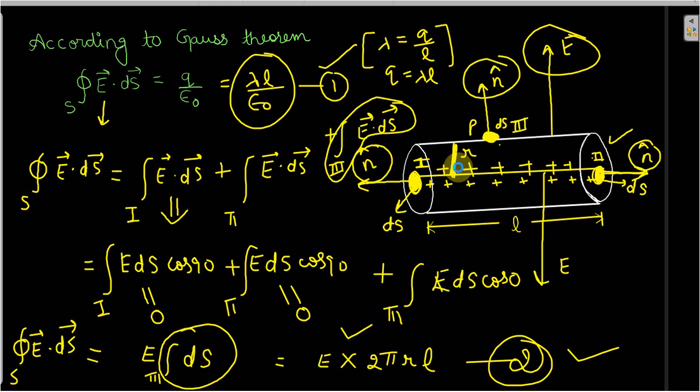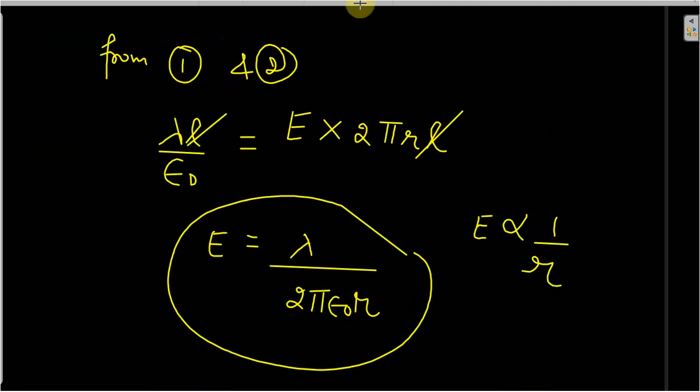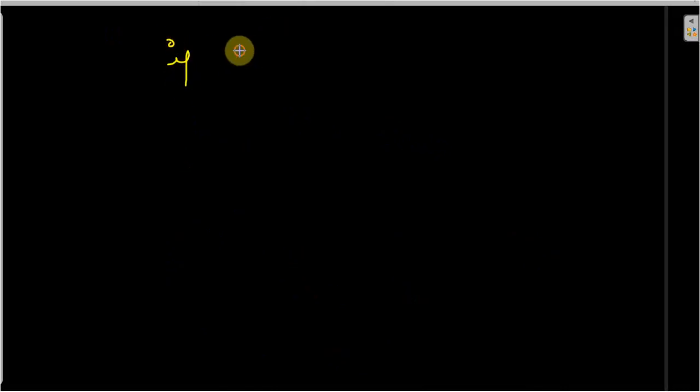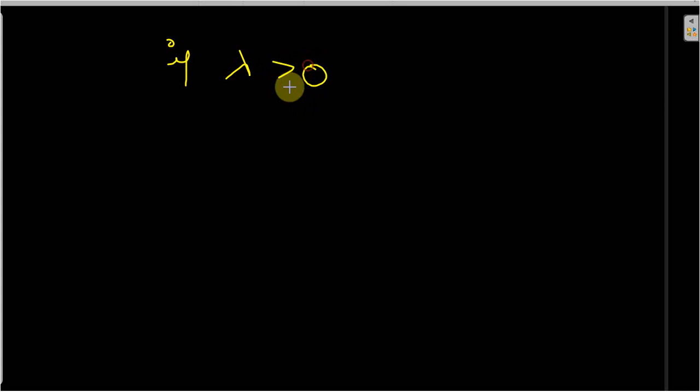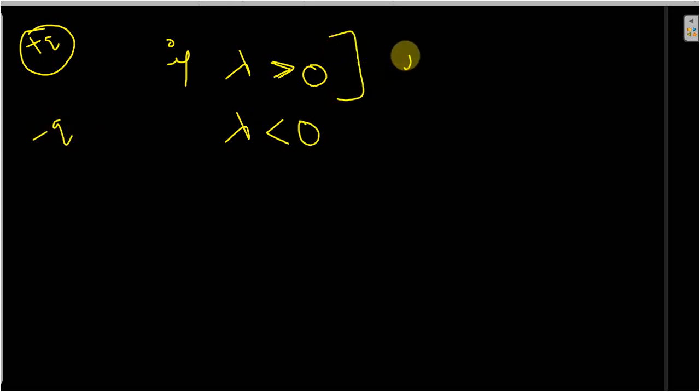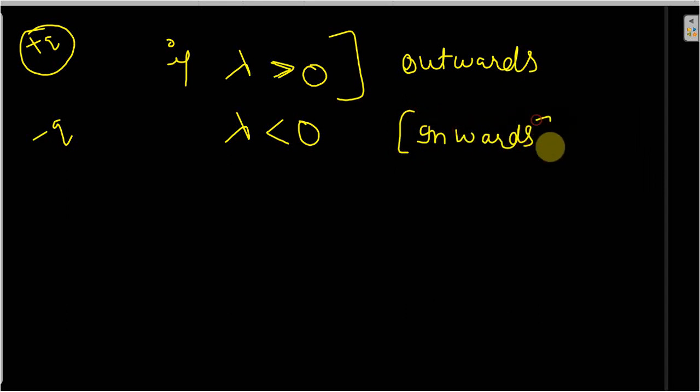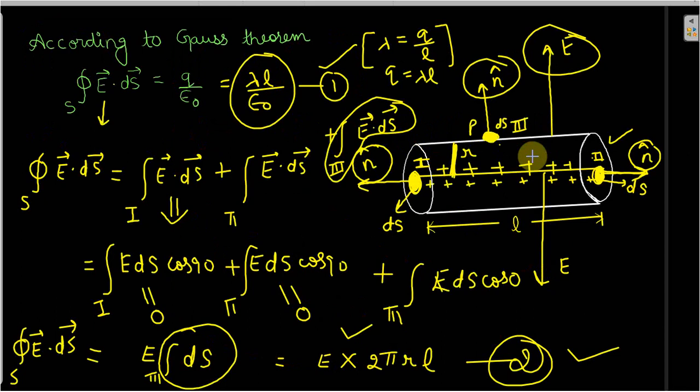Now if lambda is greater than 0, if charge density is greater than 0, what will be the direction of electric field for positive charge? Lambda is greater than 0 when positive charge is there, and lambda is less than 0 means negative charge is there. So if positive charge is there, the direction of electric field will be outward, radially outward, and if it is negative charge then it will be inward. So this is the application of Gauss theorem to find the electric field due to an infinitely long straight uniformly charged wire.